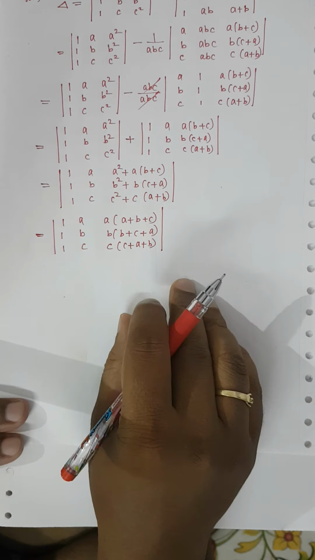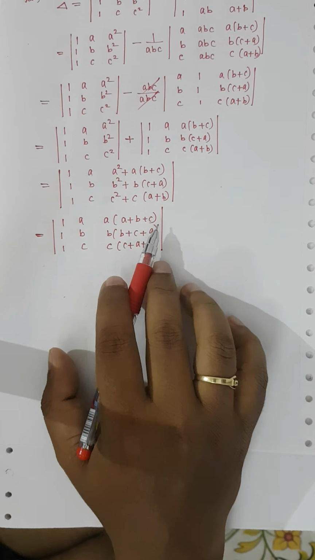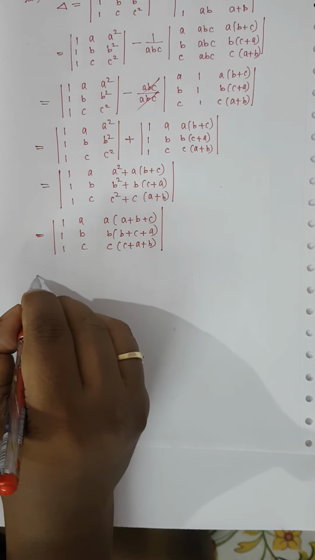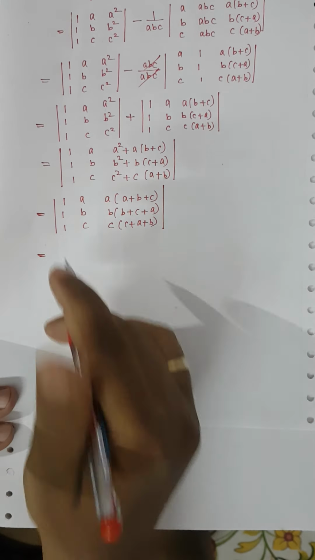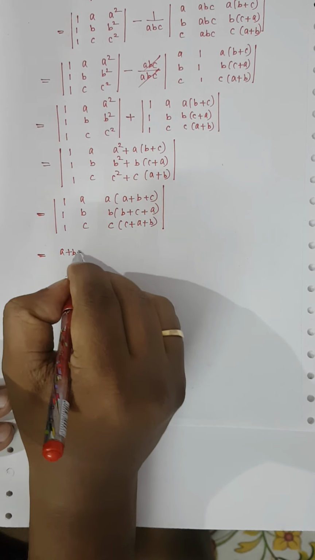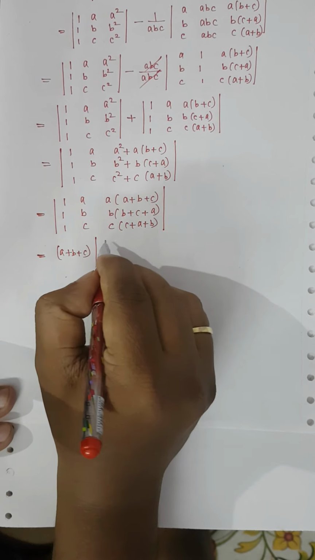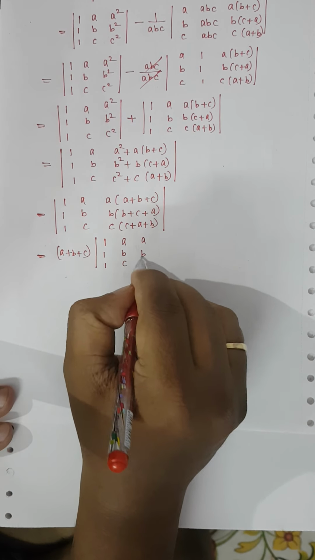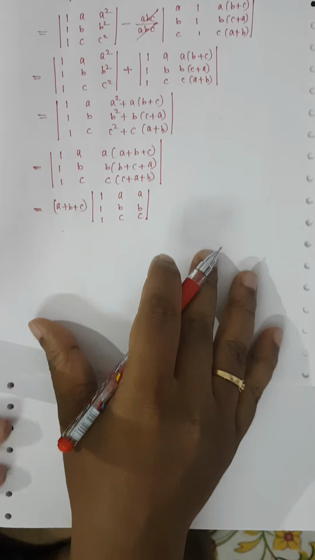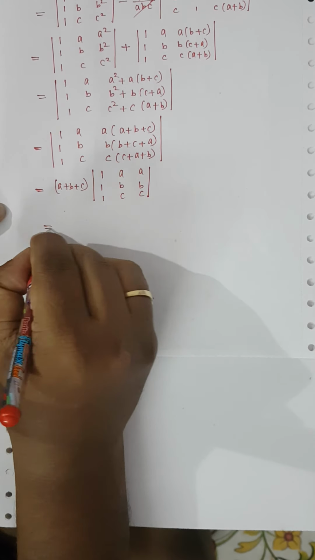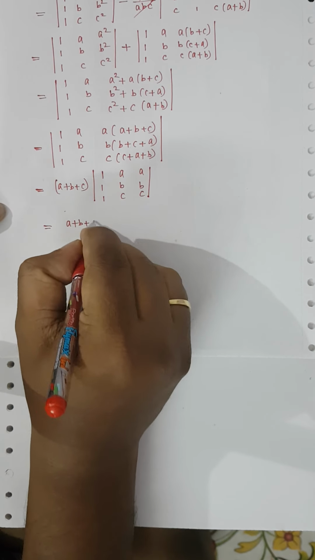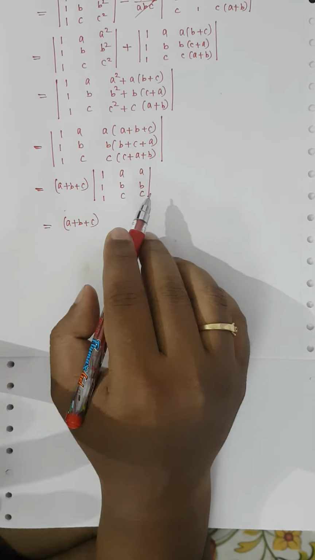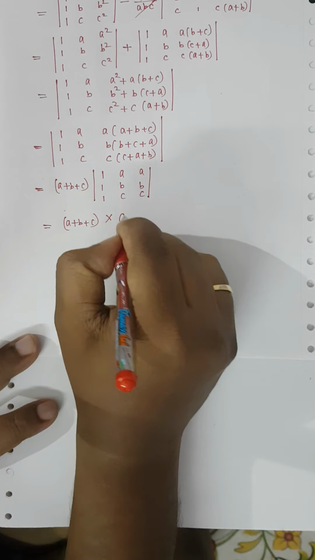Now you can see that column 3 contains a common factor a plus b plus c, so it can be taken outside as a factor. So it is a factor of the determinant: a plus b plus c into 1 1 1, a b c, again a b c. So the value of this will be equal to 0. Why 0? Because this determinant consists of two identical columns. Column 2 and column 3 are identical, so the value will be equal to 0.